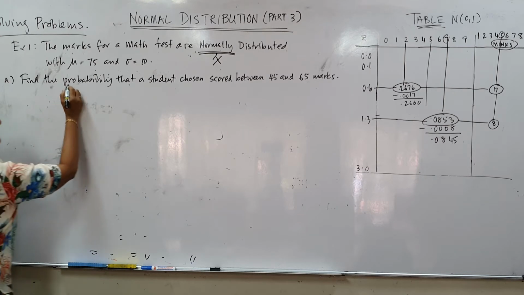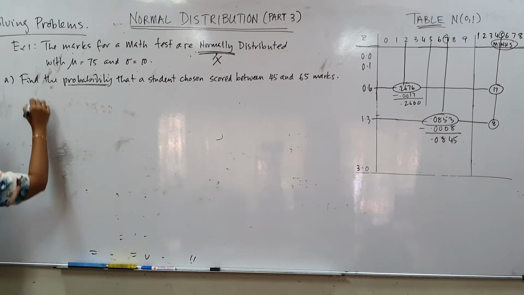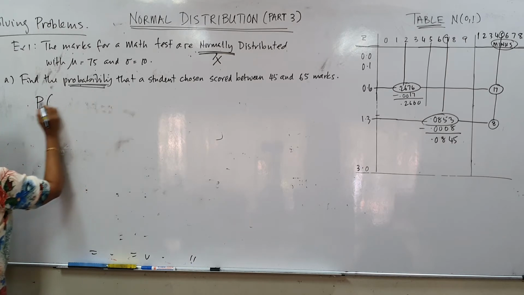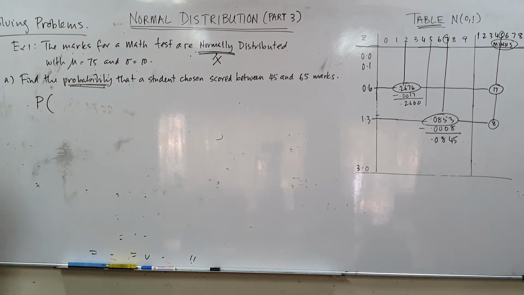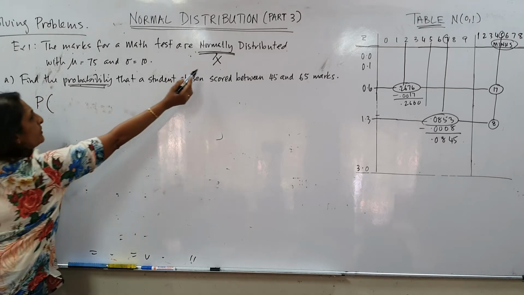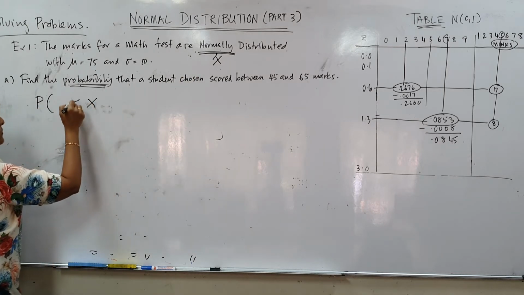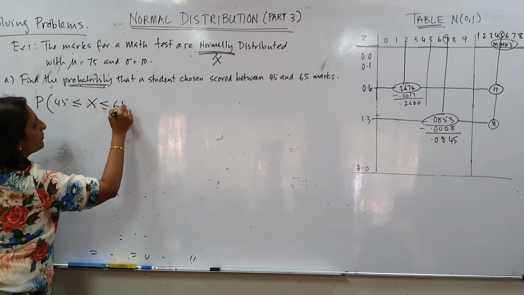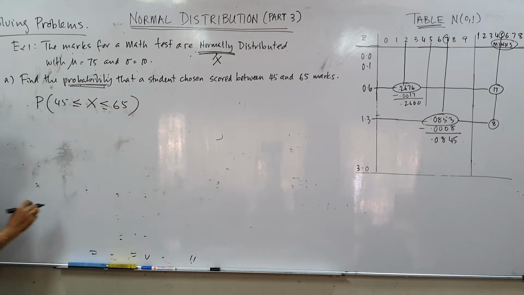Find the probability. See this word probability? So you remember P. Put the P. You see the word probability, you put the P there. That a student chosen scored between 45 and 65. So you're going to use X. So you put X is between 45 and 65 marks. You write this down. Find the probability. Okay, step 1.